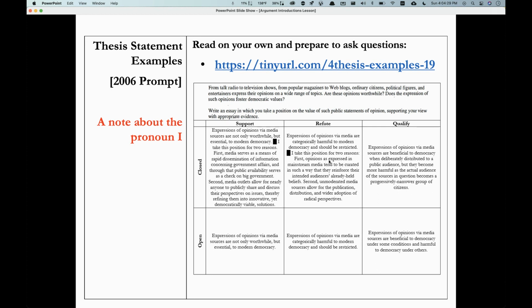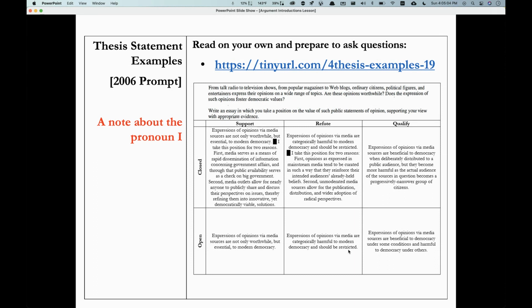And then you have, for the refute here, categorically harmful to modern democracy and should be restricted. These are, again, claims of value, and then there are two subclaims. And here, now this one's a little more complex. You have sort of these two claims of value with specific contexts that qualify them. So they are beneficial to democracy in this context, but harmful in this other context.